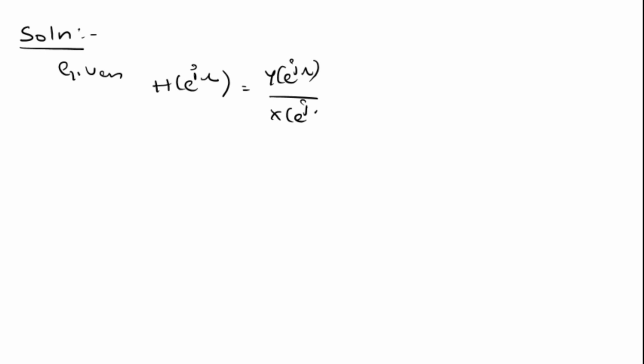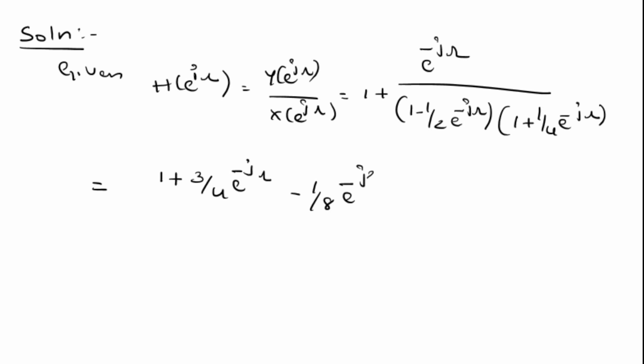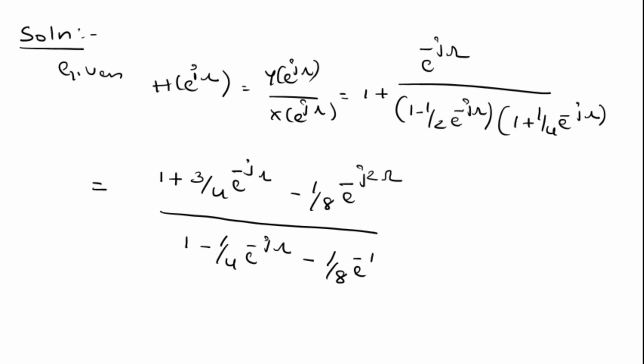It is given H(e^jΩ) = Y(e^jΩ)/X(e^jΩ) = (1 + e^(−jΩ))/((1 − ½e^(−jΩ))(1 + ¼e^(−jΩ))), which is equal to (1 + ¾e^(−jΩ) − ⅛e^(−j2Ω))/(1 − ¼e^(−jΩ) − ⅛e^(−j2Ω)).